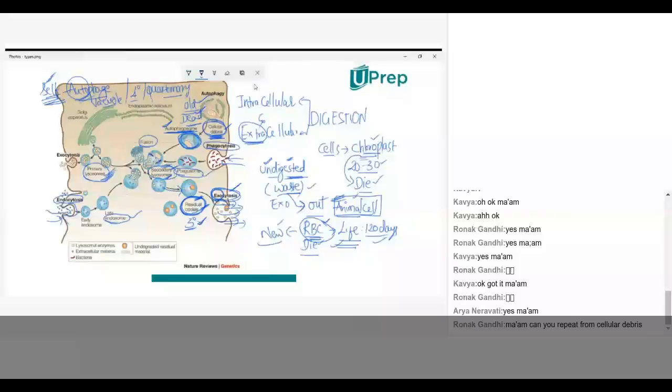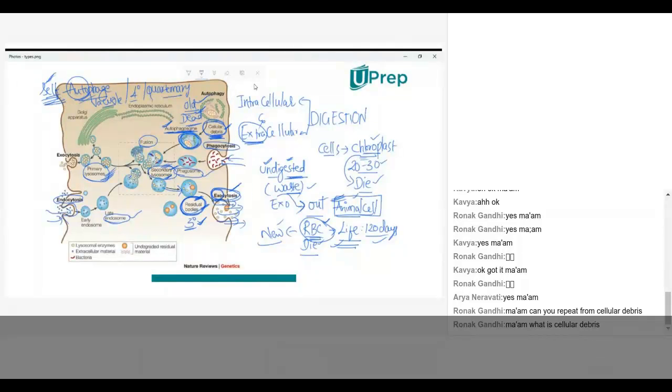Cellular debris, you want me to repeat, Ronak? Yeah, fine, no problem. Here I have given an example. We are talking about the lysosomes in animal cells, isn't it? So I'm taking the animal cell as an example. Suppose in an animal cell we have various cell components. Among them, I took the example of RBC. These cells form the circulatory system in animals, but they live only for a particular time period. Assume that here they live for 120 days. After 120 days, this RBC will die and new RBC cells will be produced. That's a different process.